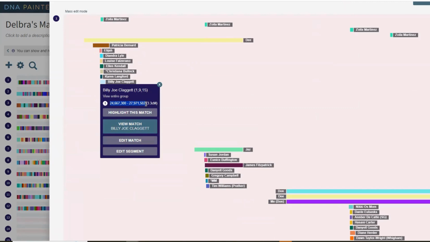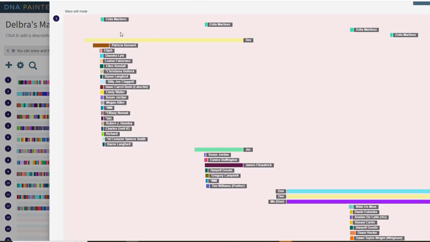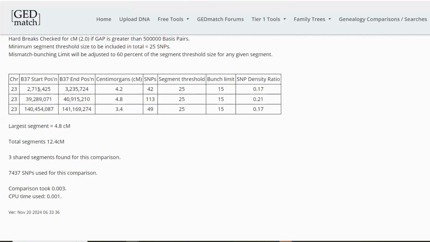24,667,300 to 27,971,502. The position beginning and the position end. So Zoila and all of us are hitting somewhere near this 24 million position, and this is how we're all related, everyone in this cluster. So DNA Painter is already showing me the clusters without giving me the numerical presentation of the cluster. All we're seeing in GEDmatch is the numerical presentation of that cluster.